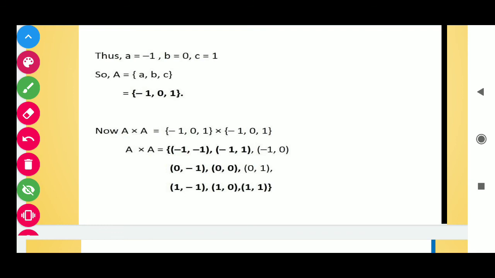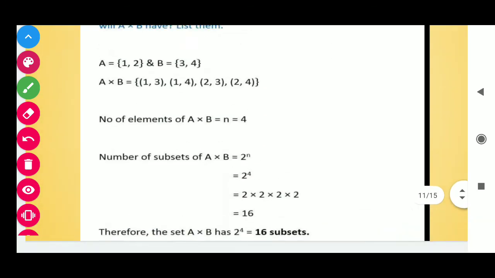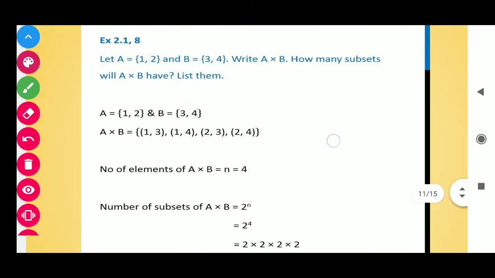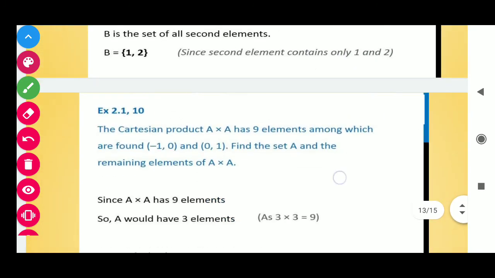So students, today we have completed exercise 2.1. So students, keep doing more and more practice.